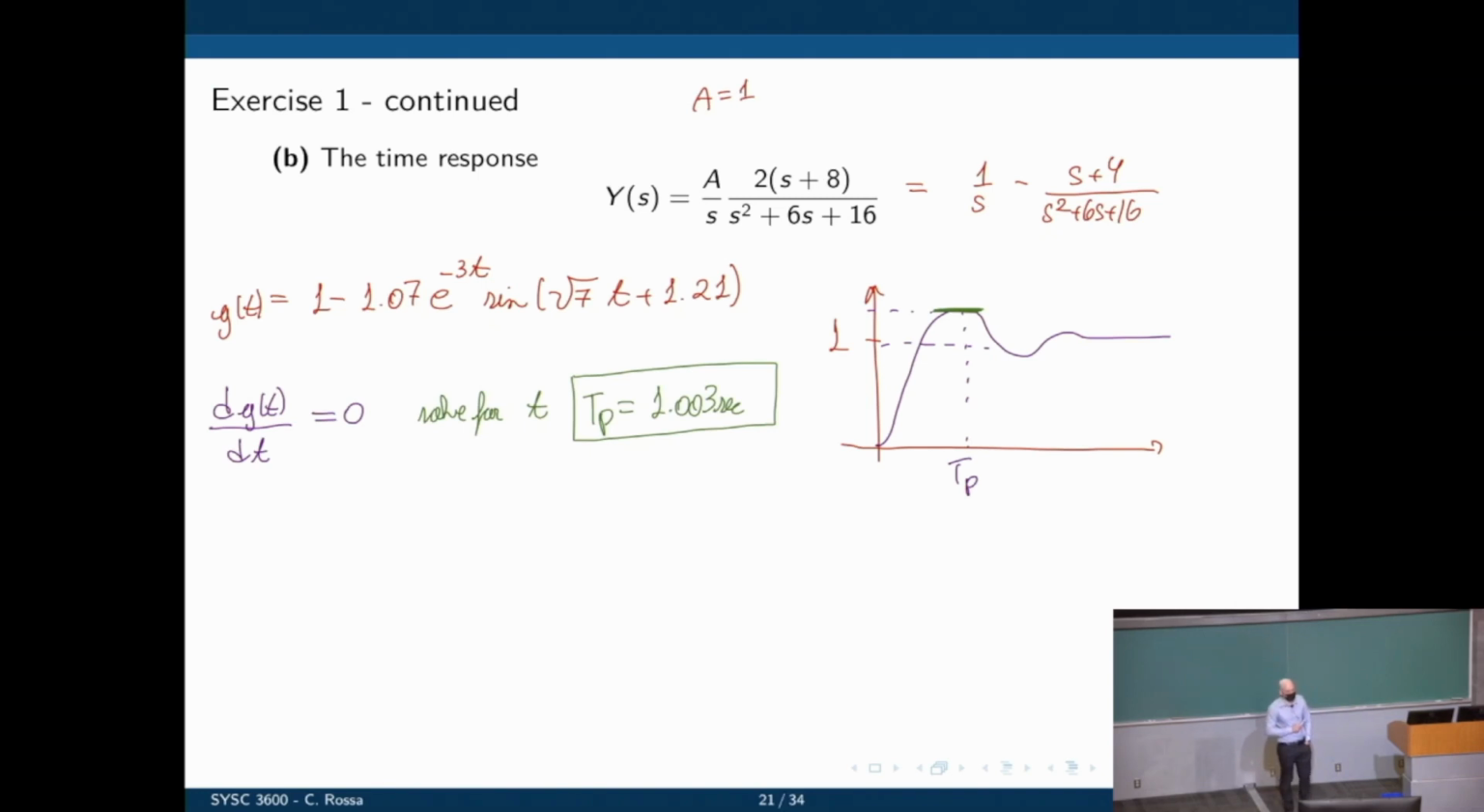And what do we do with this? Well, now we want to determine the maximum value of the function. Let's call this y max, which is over there. How do we find y max? Well, simply evaluate y at Tp. That's y of 1.003. And it turns out to be 1.035. That's the value of the peak.